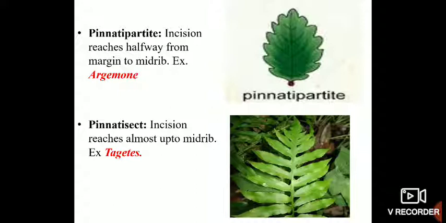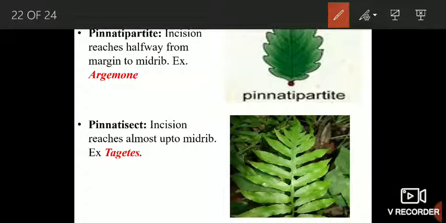Now the second type is pinnatipartite. In this type of leaf, incision reaches halfway from margin to midrib. Incision is such that it has reached halfway, it has covered half distance from margin of the leaf to the midrib, and the example is Moon.